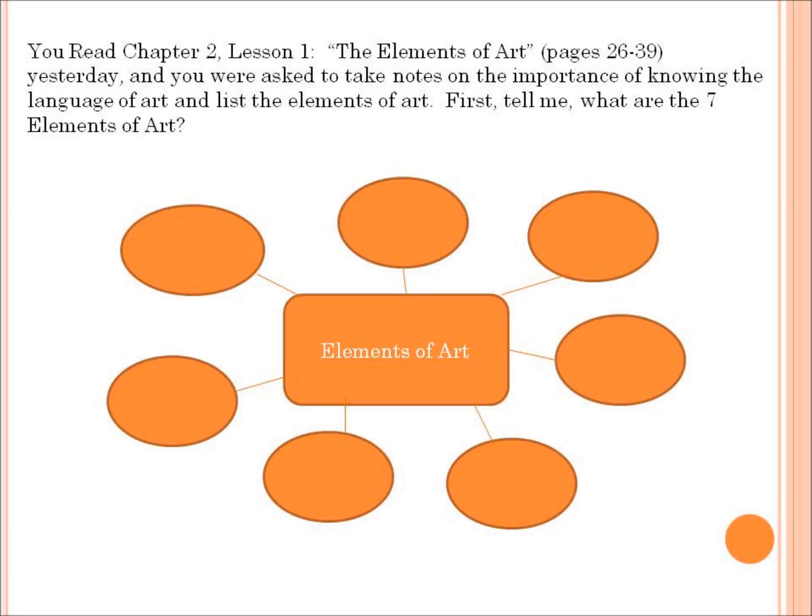explains that the students would have read Chapter 2, Lesson 1 the night before, or a day or two before, depending on when your last class was. And then we would go over there are 7 elements of art, and there is a graphic organizer on the second slide, and we would fill that out together as a class.